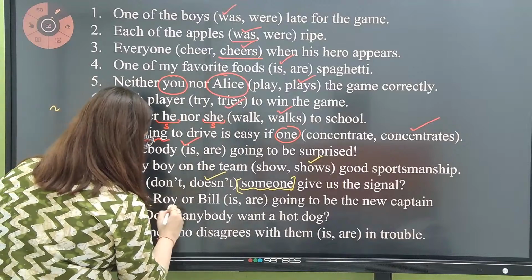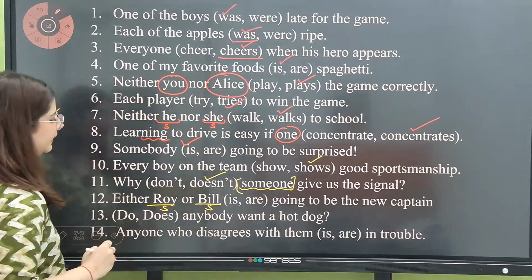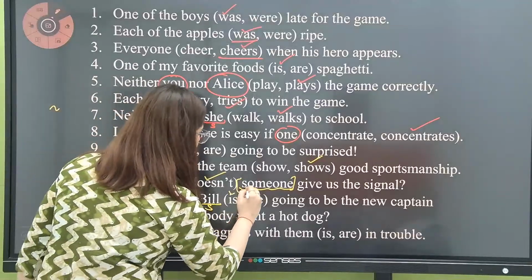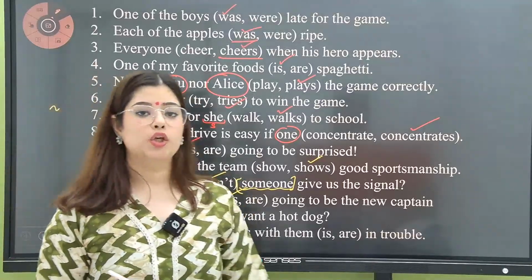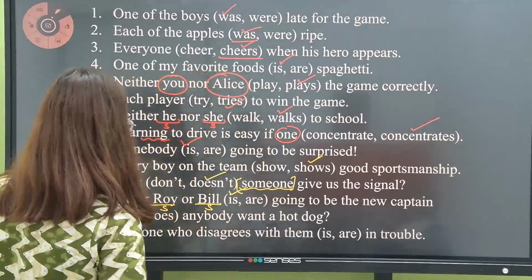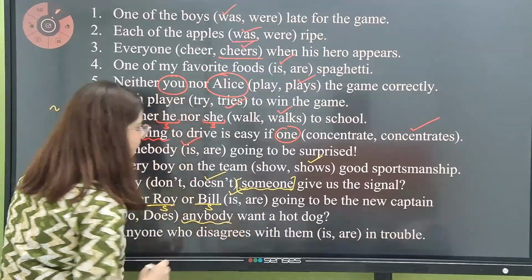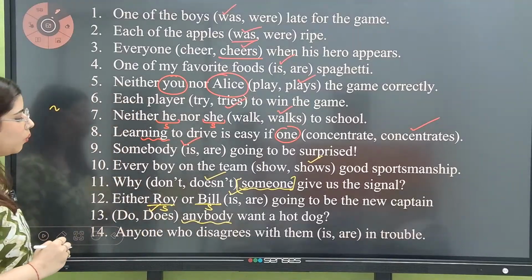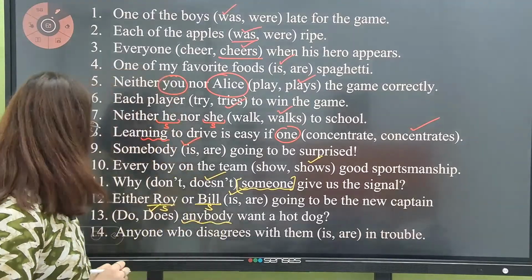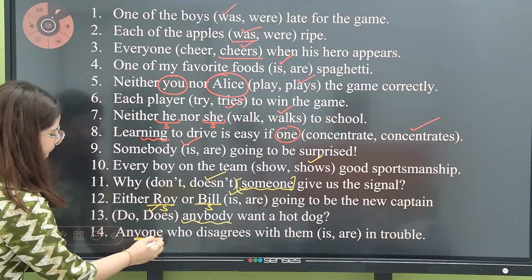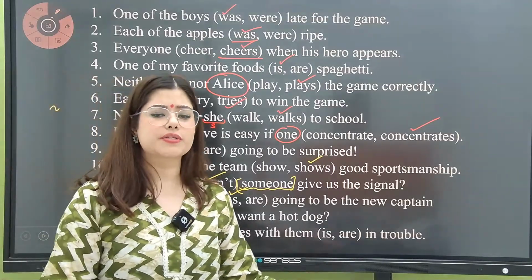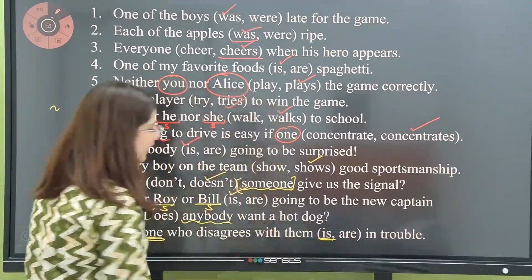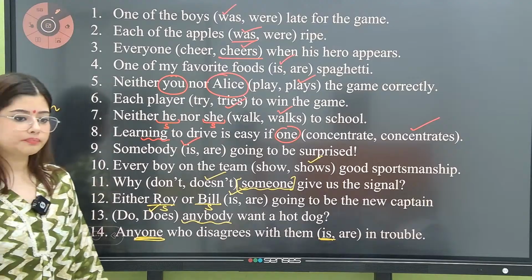Either Roy or Bill, singular, I'll take up a singular verb form. Either Roy or Bill is going to be the new captain. Anybody? I'll use a singular verb form with that. Does anybody want a hot dog? Next, anyone. Again, anyone, we'll use a singular verb form. Anyone who disagrees with them is in trouble. Right?